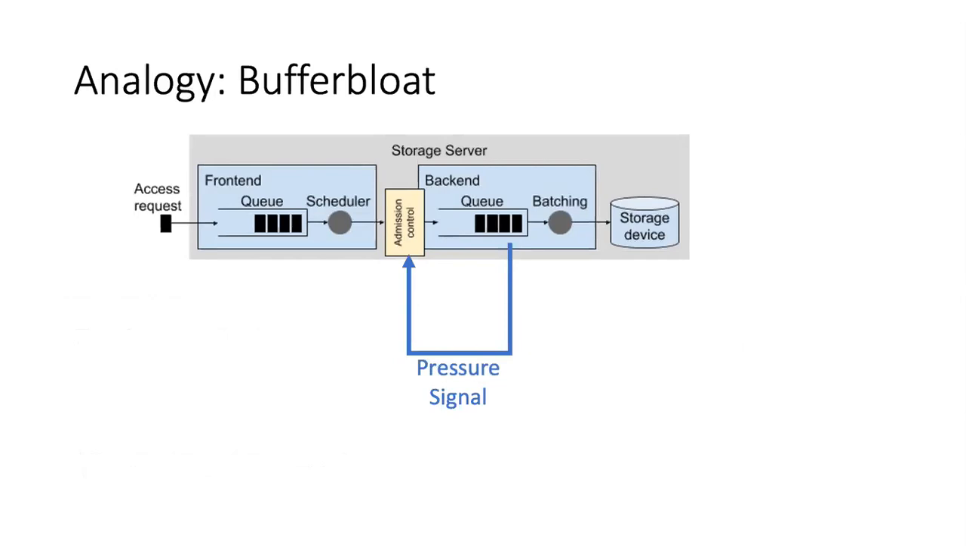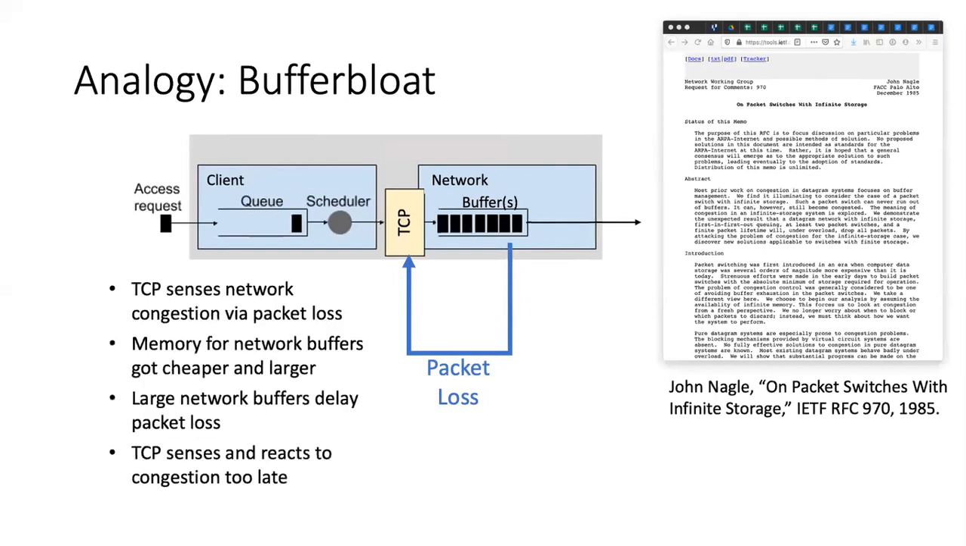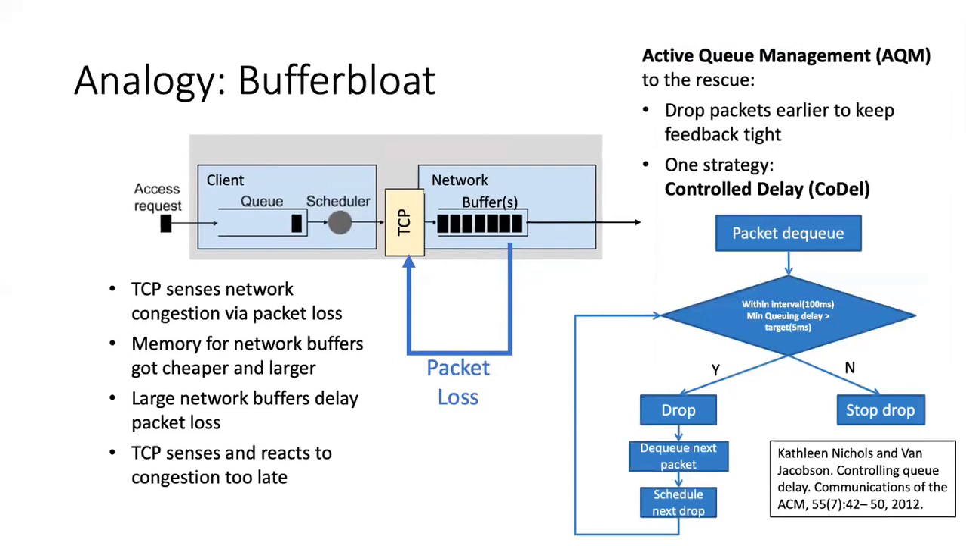The problem described here has an interesting parallel to the problem of buffer bloat, found in packet switches and first described in 1985 by John Nagle. To minimize packet loss, packet switches increase their queuing buffers. However, TCP relies on packet loss as a signal for congestion. The fact was that TCP flow control degraded and latencies of wireless connections increased significantly without increasing throughput. To mitigate buffer bloat, Van Jacobson and Kathleen Nichols developed controlled delay, or CoDel, an active queue management strategy to drop packets earlier to keep feedback tight.